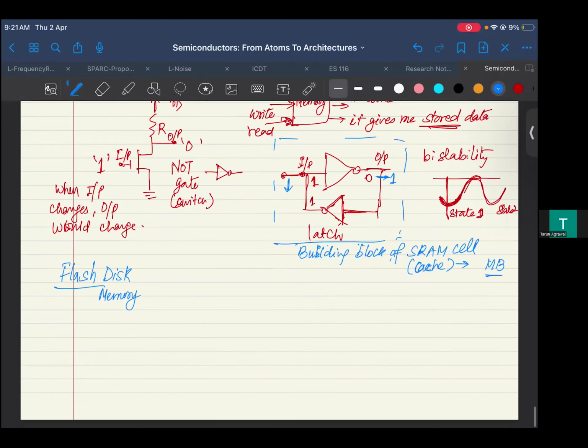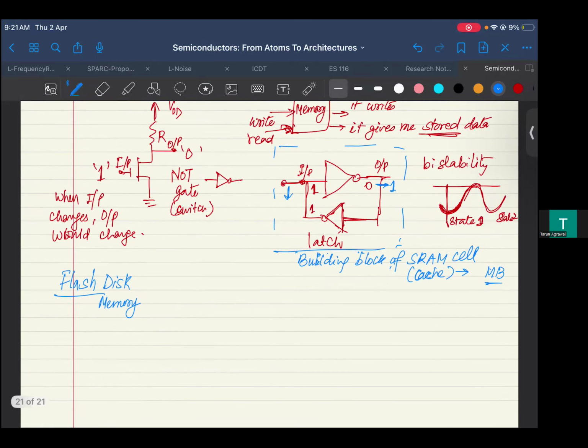Then you come with another thing which is slower. It's okay, but it can give you a large storage, which means we are talking somewhere around 512 GB or 1 TB, right? That is the range we are talking about. Now the question is, what is this flash disk, or what is the avatar of the transistor I'm going to see?